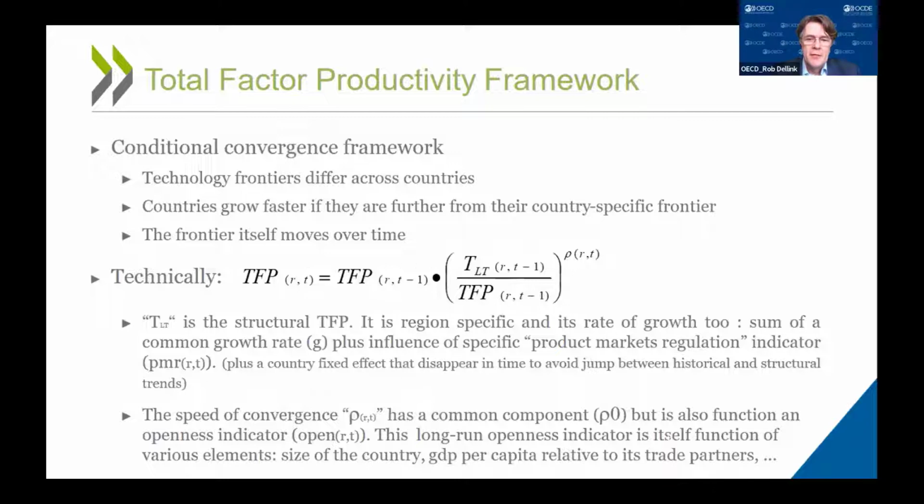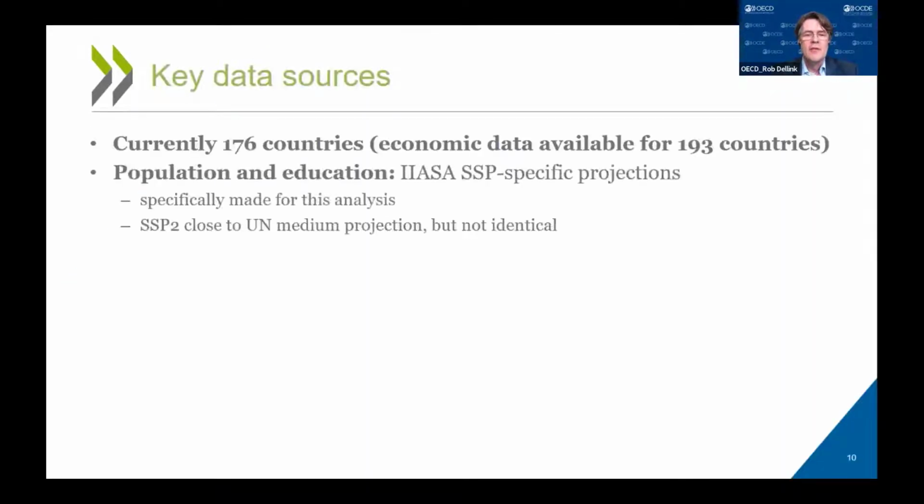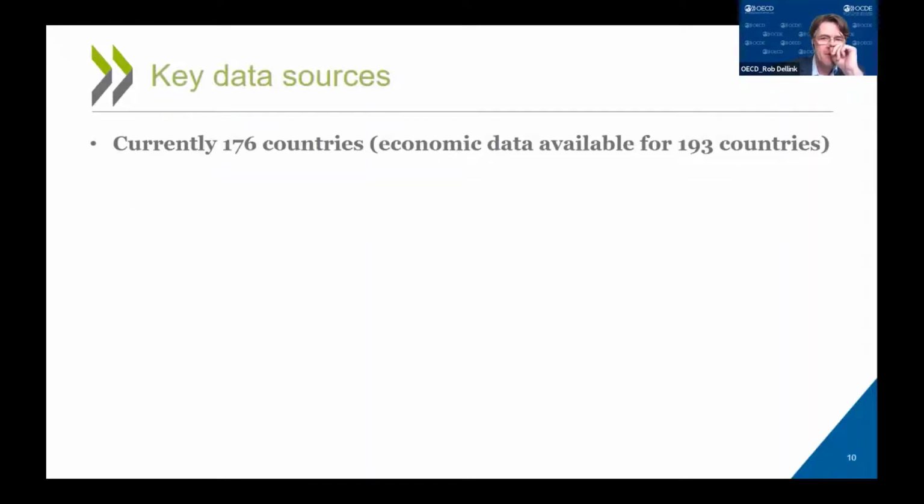And the technology frontier itself is also country specific and, for example, depends on product market regulations and barriers to technology development over time. So we have a bunch of data. We currently have 176 countries in the database.